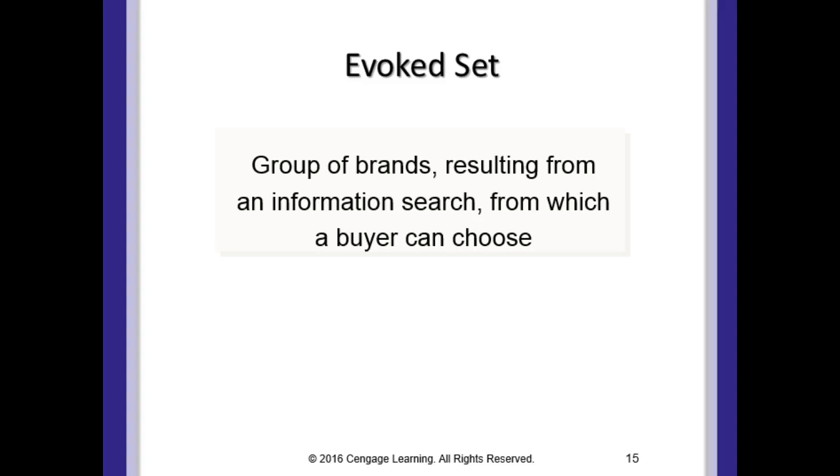All right, an evoked set is when you're doing your research and you're getting all of your information. The evoked set is the listing of products, usually broken down by brand, that you have on your list to make your choice from. These are, in essence, your options. An evoked set is kind of like your options as to what you can buy, what product you can buy that would meet the criteria that you have in place for your need or your wants.